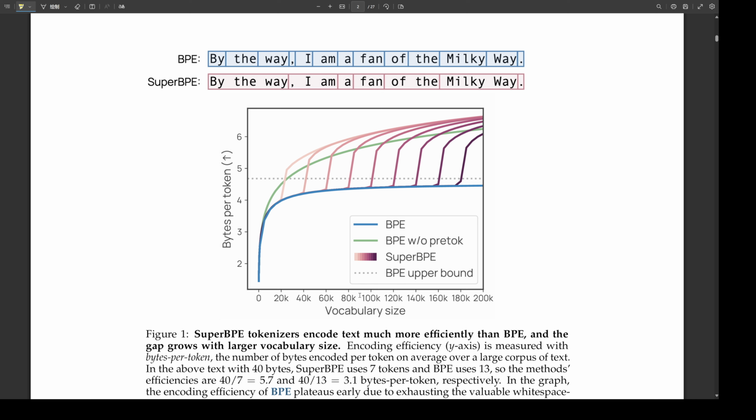Think about a simple phrase like, by the way. We write it as three words with spaces, but often it functions as a single unit, a transition. And so BPE, because it's focused on these spaces, might tokenize it into three separate parts and lose that cohesive meaning.